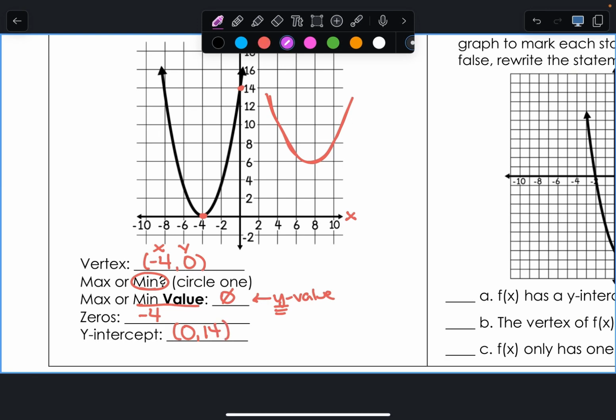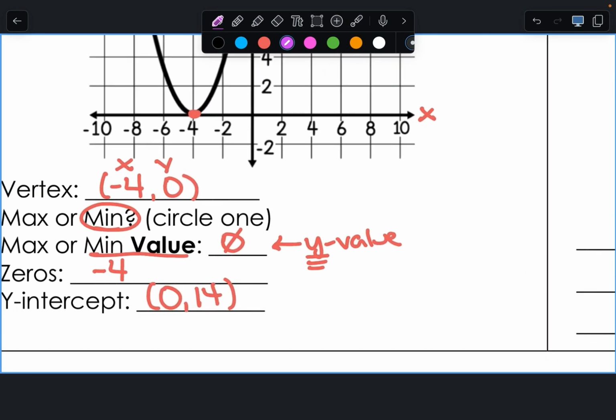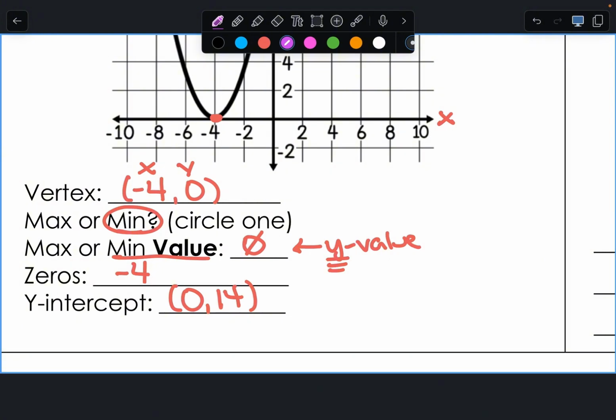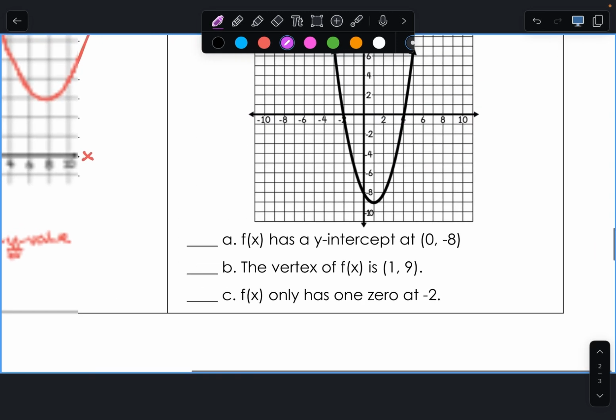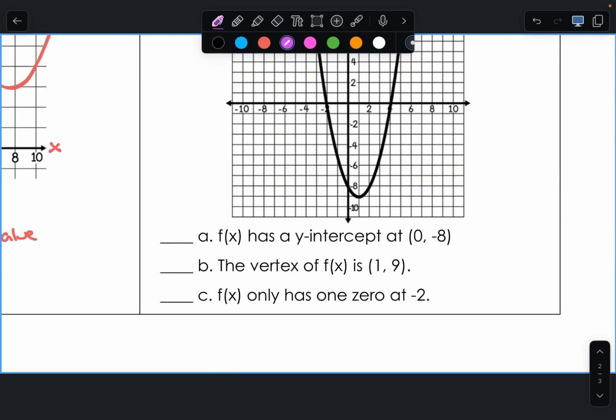All right. Last problem. These are all true or false. What's the y-intercept? 0, negative 8. So, true or false? True. It says the vertex is at 1, 9. True or false? False. Why? Because it's a negative 9. Correct. So, cross that out. Write 1, negative 9.